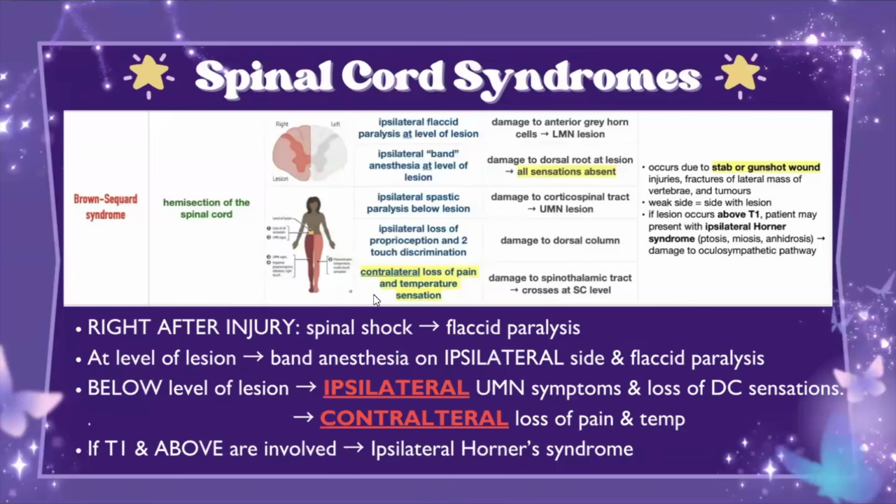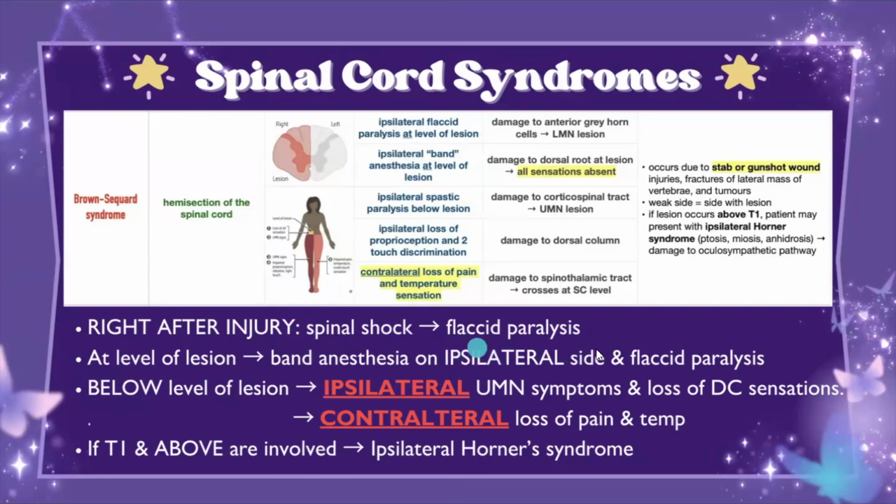Honestly, the best way that I can help you with this is that I want you to remember that everything is on the ipsilateral side except for pain and temperature. Okay? Let's start with that. So, at the level of the lesion, you would have flaccid paralysis, and you would have band anesthesia on the ipsilateral side. Flaccid paralysis, because it is a lower motor neuron lesion at the level of the damage, which makes complete sense. You would have flaccid paralysis at the same level, and band anesthesia on the ipsilateral side.